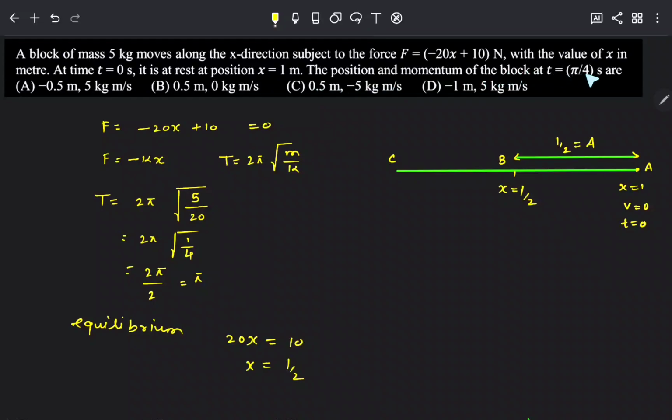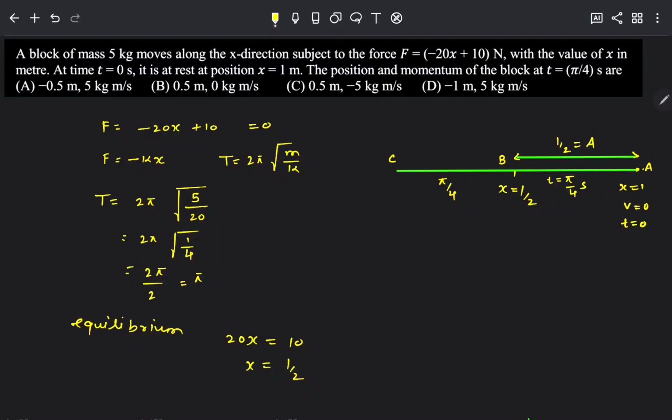So for this pi by 4 second, how much distance does it have to travel? It has to move from this maximum position A to B, and the time is pi by 4 second. This is pi by 4 second, this is also pi by 4 second. So it will move from A to B, then B to C, then C to B, then B to A in the time period. The time they are asking, t is equal to pi by 4 second, is the time from A to B.